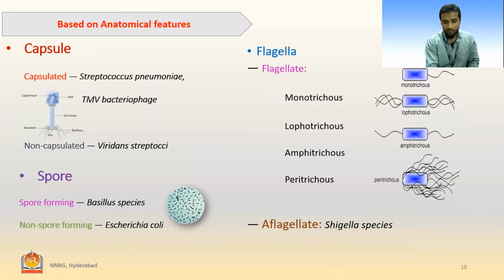It will be amphitrichous, and peritrichous. It could have n number of appendages or n number of flagella that help in movement. And the other one is aflagellate, which means bacterial cell which doesn't have any flagella. And an example is Shigella species. Okay.